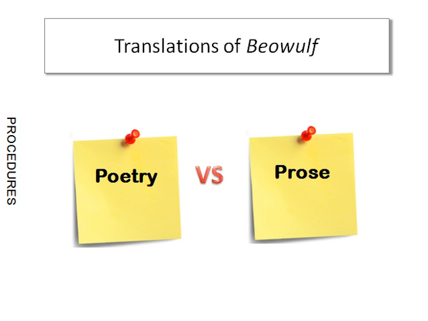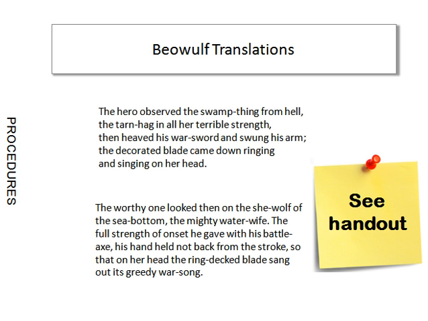Also have them discuss the differences between reading prose versions versus poetry and why a translator might choose prose for translating Beowulf. For example, both of these two passages use kennings throughout: swamp thing, tarn hag, war sword, she-wolf, sea bottom, water wife, battle axe, ring-decked blade, war song.